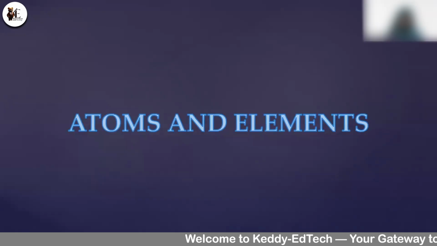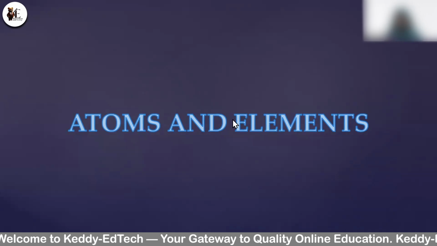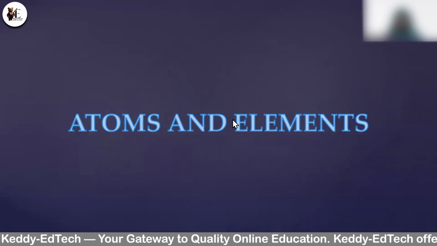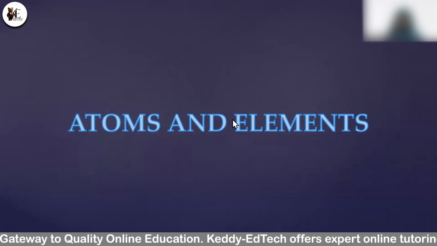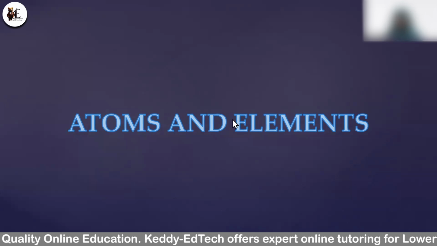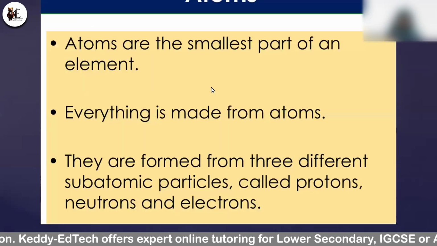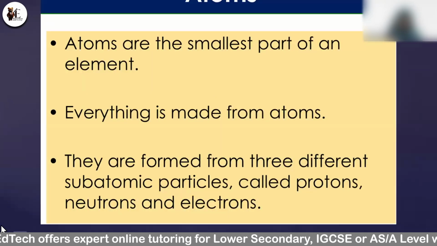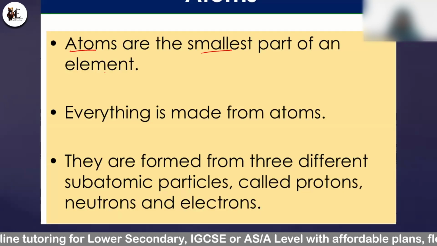So let's start the very basic chapter. The foundation of your chemistry: atoms and elements. These things are very important, and I am pretty sure that you can identify what is an element, compound, and mixture. Atom, you know, is the building block of matter. The smallest unit is your atom. The very simple, very basic definition of atom is that atoms are the smallest part of an element.